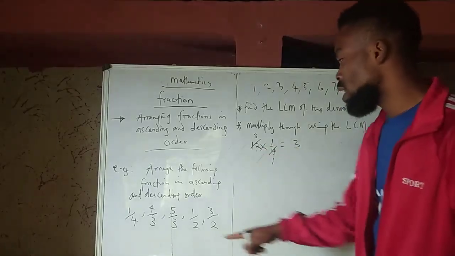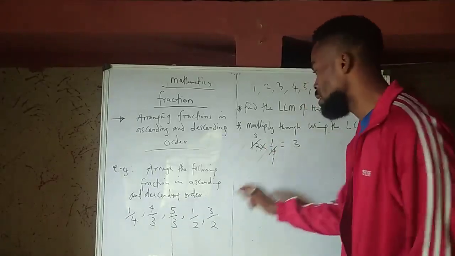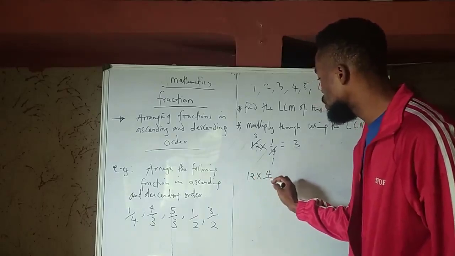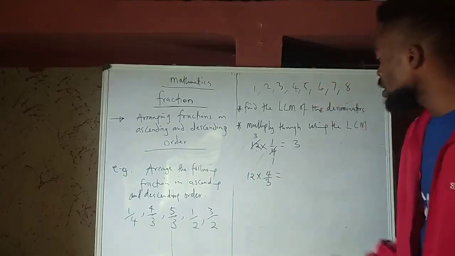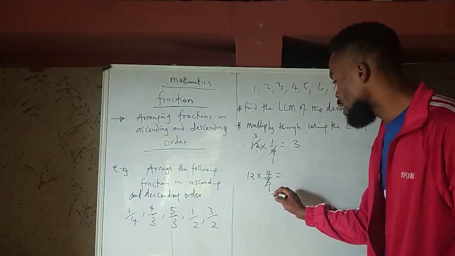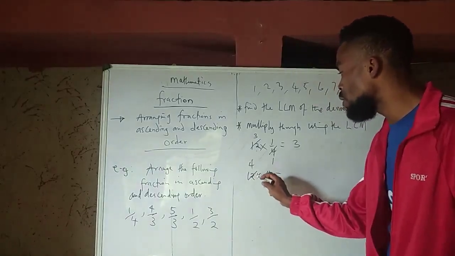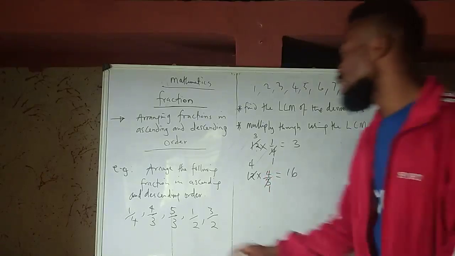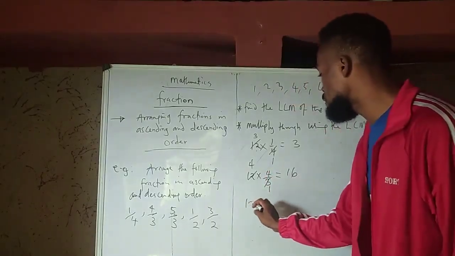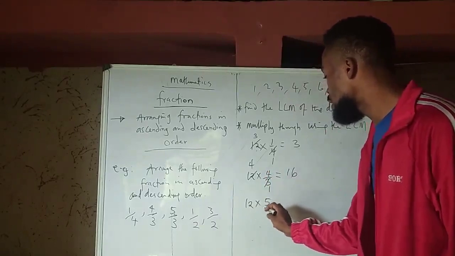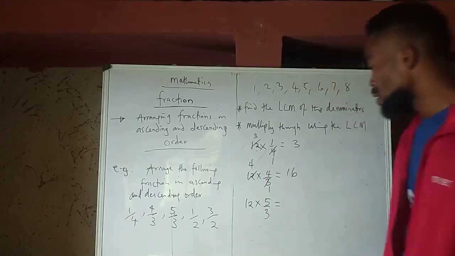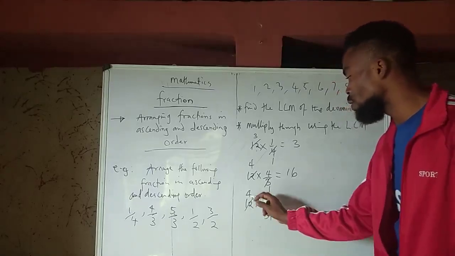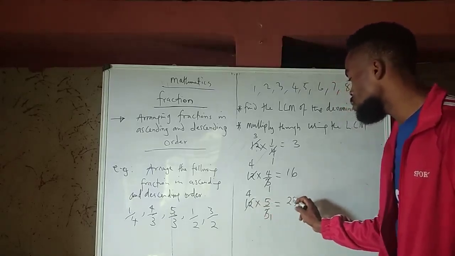Good. So I have 3. Now let's go to the next value, which is 4 over 3. So 12 times 4 over 3. 3 divides here, I have 1. 3 divides 12, I have 4. 4 times 4 is going to give me 16. Alright, let's go to the next one, 5 over 3. I'm going to have 12 times 5 over 3. 3 divides here, I have 1. 3 divides 12, I have 4. 4 times 5 gives me 20.